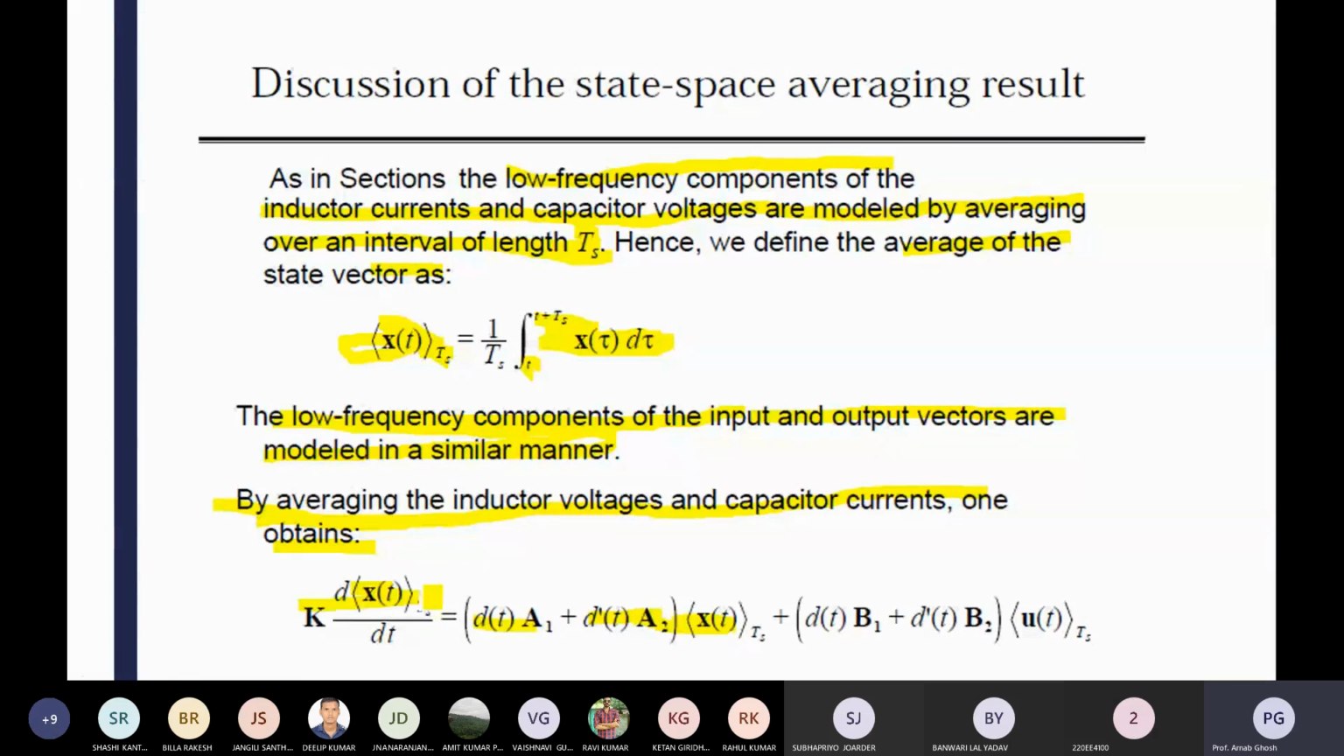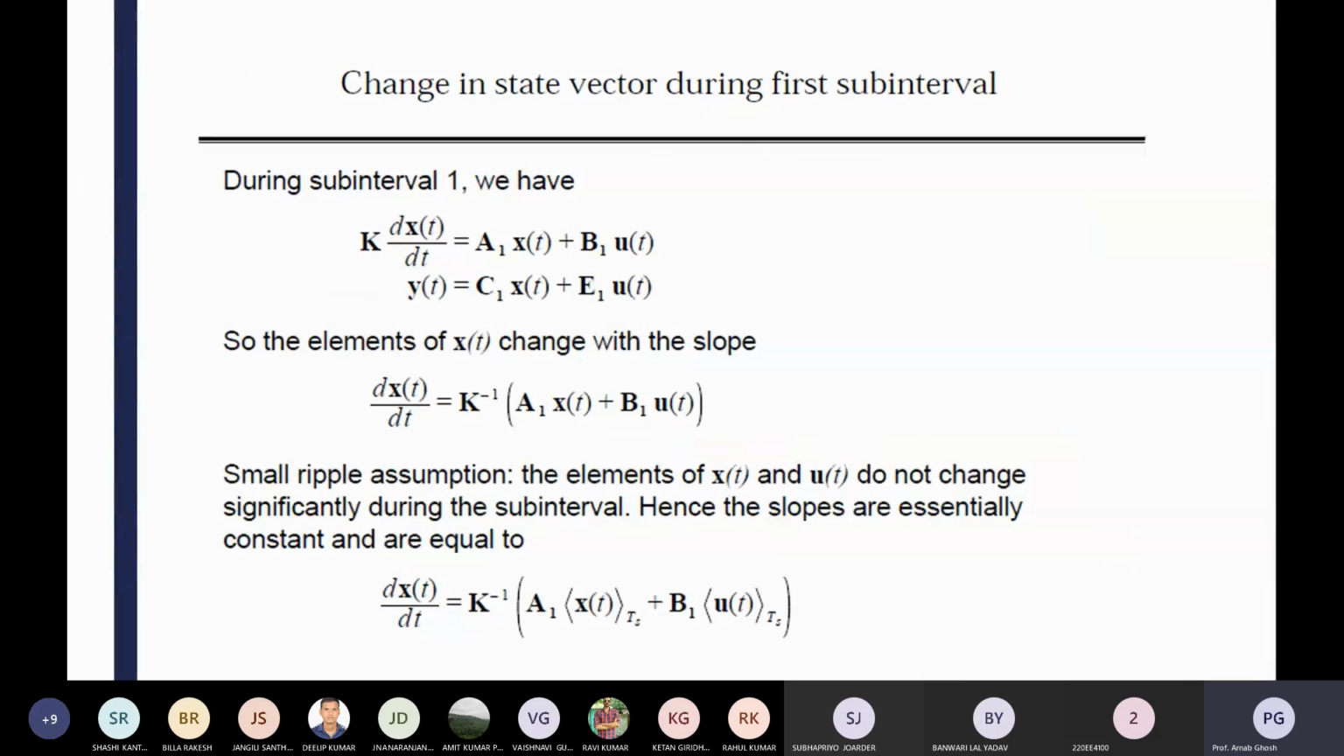So K dx(t), you add d(t)Ts plus d dash(t)Ts, then you average, and it directly comes as K d x(t) averaged over the cycle Ts, equal to (d(t)A1 plus d dash(t)A2) times x(t) averaged over the time period Ts, plus (d(t)B1 plus d dash(t)B2) multiplied with your input vector, the input averaged vector over time period Ts.